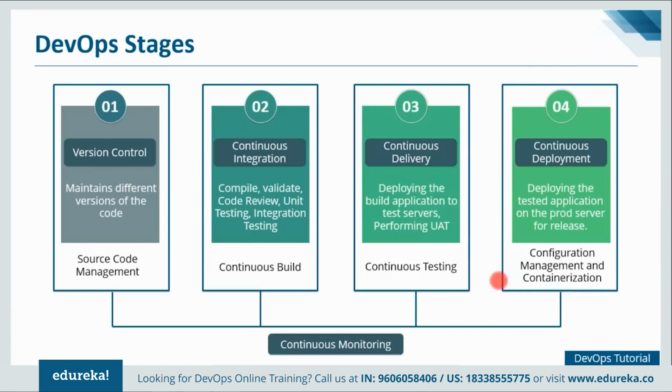Once your application is live, it will be continuously monitored by tools like Nagios or Splunk, which will provide the relevant feedback to the concerned teams. So that's how DevOps works. So these are the various stages involved in DevOps, right? Now let me just go back to clear up any doubts.